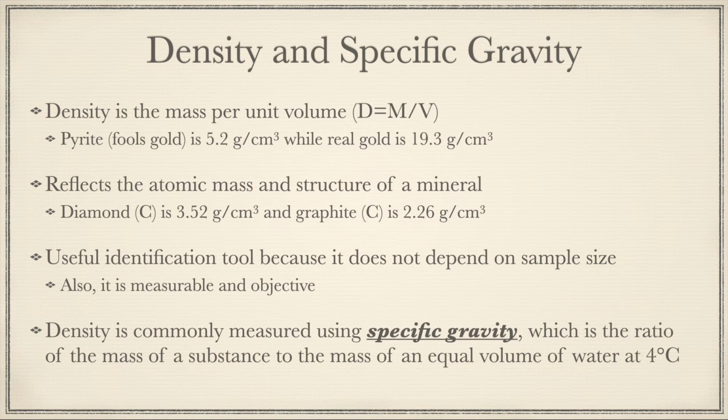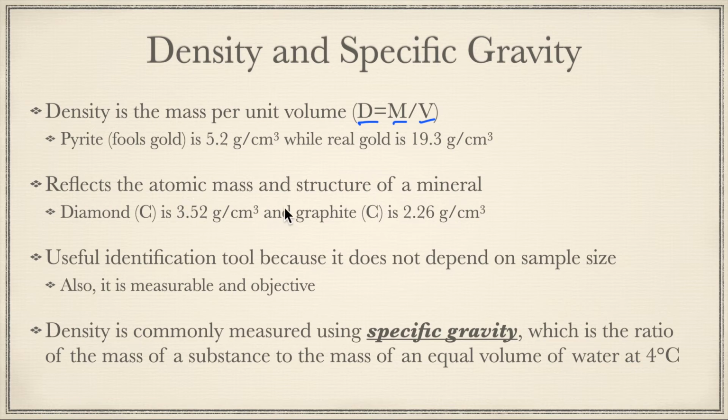Density and specific gravity. So density is a measure of the mass per unit volume. So density is mass divided by volume. So one way to tell, say, fool's gold from real gold, for example, is to get the density of it. So pyrite, which is fool's gold, has a density of 5.2 grams per cubic centimeter, while real gold is 19.3 grams per cubic centimeter. So there's a big difference here in these densities. So what that means is if I have two samples that are the same physical size, the gold is going to weigh about 4 times as much as the pyrite.